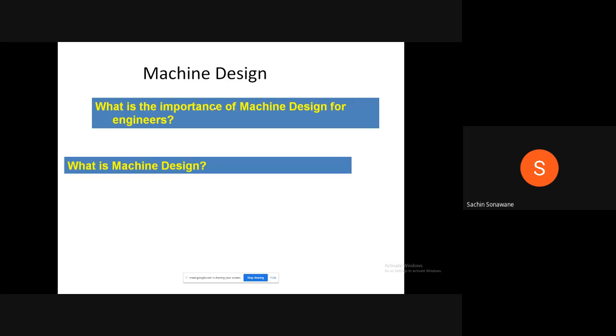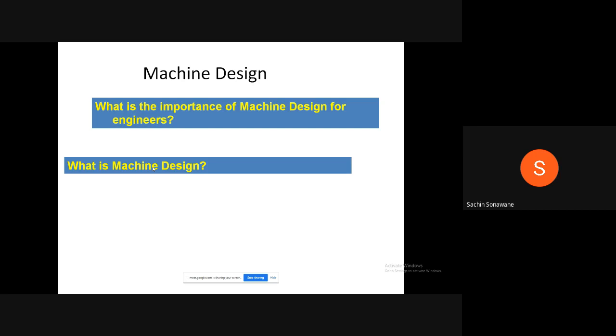What is machine design? That I have told to you. What is machine? Now, design means what? Design means to construct new things, or to build new things, or to manufacture new things. That means machine design.